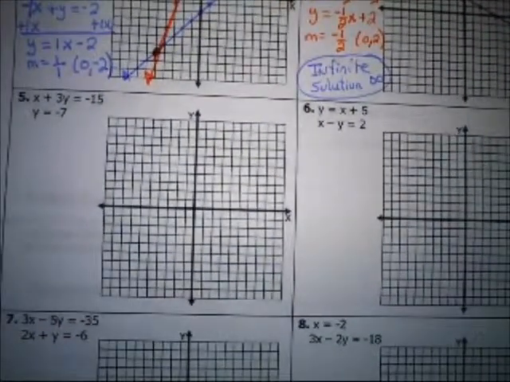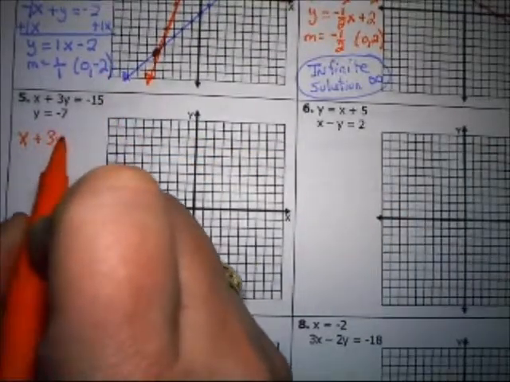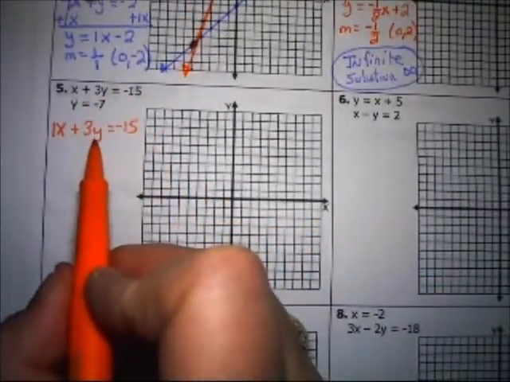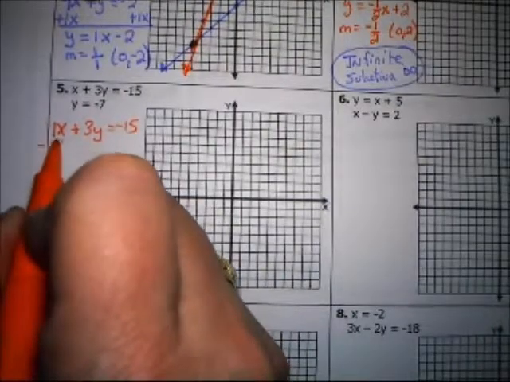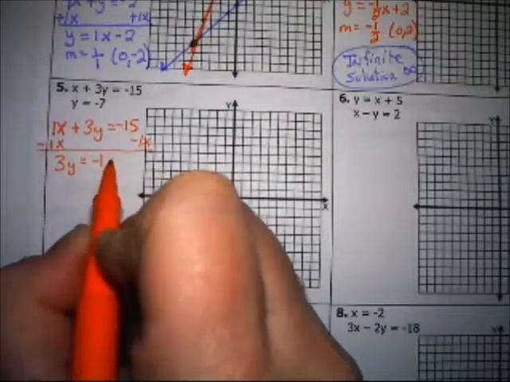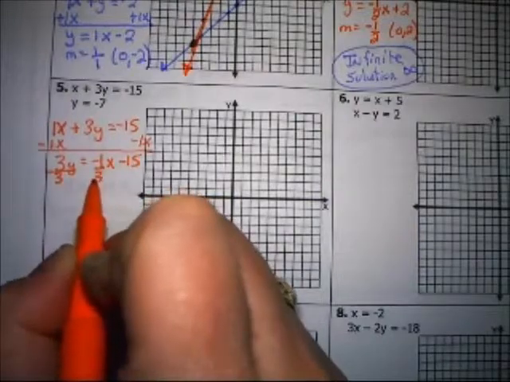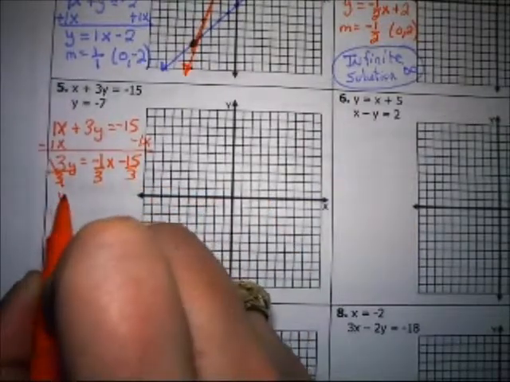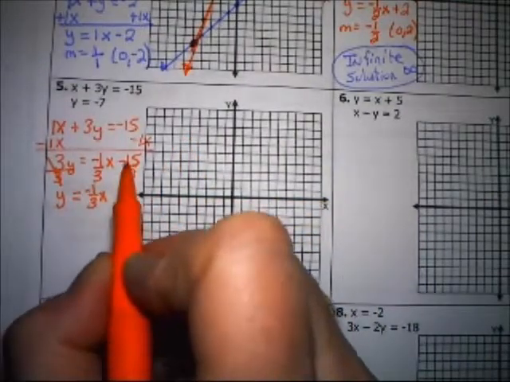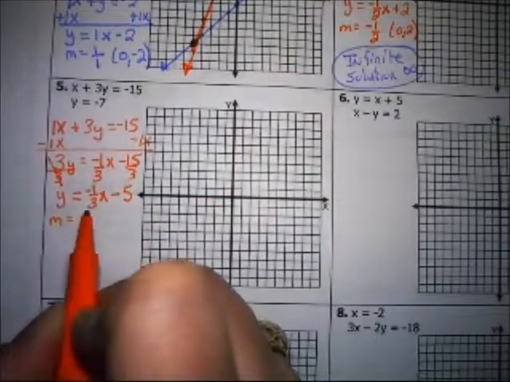Alright, number 5, we have the first equation that has x plus 3y equals negative 15. I'm going to put a 1 in front of that x, and I have to get it in slope-intercept form, which is y by itself. I'm going to subtract the 1x from each side. That gives you 3y is equal to negative 1x minus 15. I now have to divide everything by 3, so that the y is by itself. I'll have negative 1/3 x for my slope, and then negative 15 divided by 3 is a negative 5.